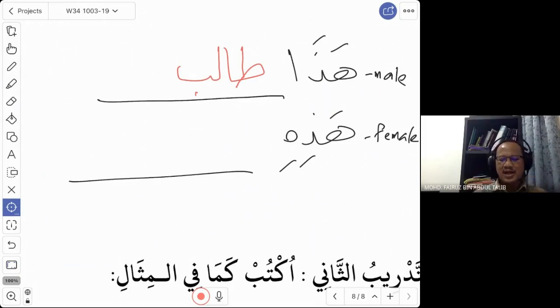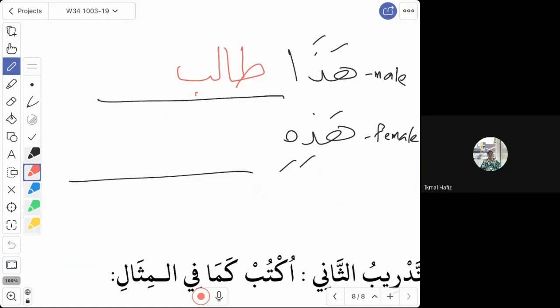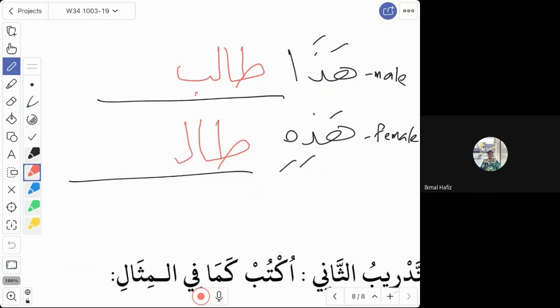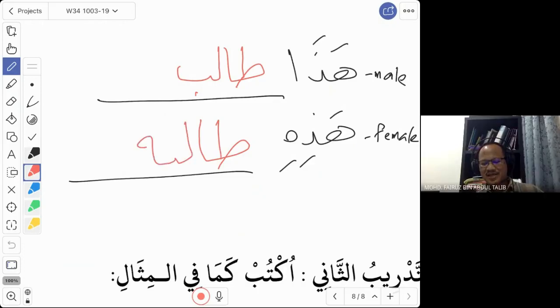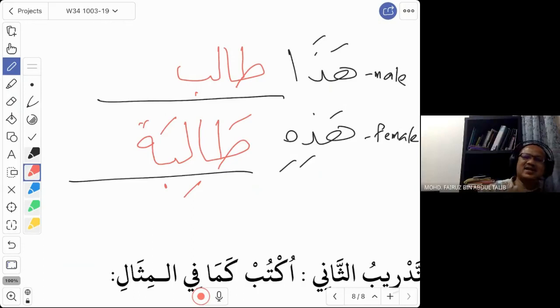Good. And what about hazihi? What about the female word? Female student, what is the word? Hazihi? Yes, Ikmal. Hazihi tolibah. Taliba or tolibah? Look at the vowel again. Where is the long vowel? To. Okay, so read again. Hazihi tolibah. Yes, that is correct.